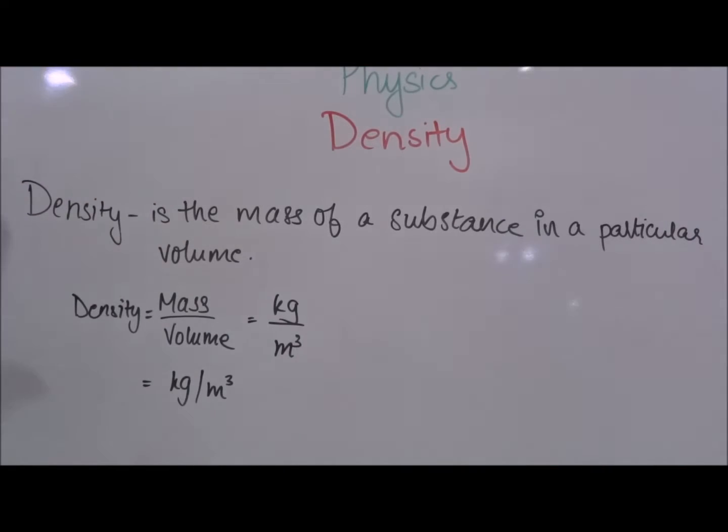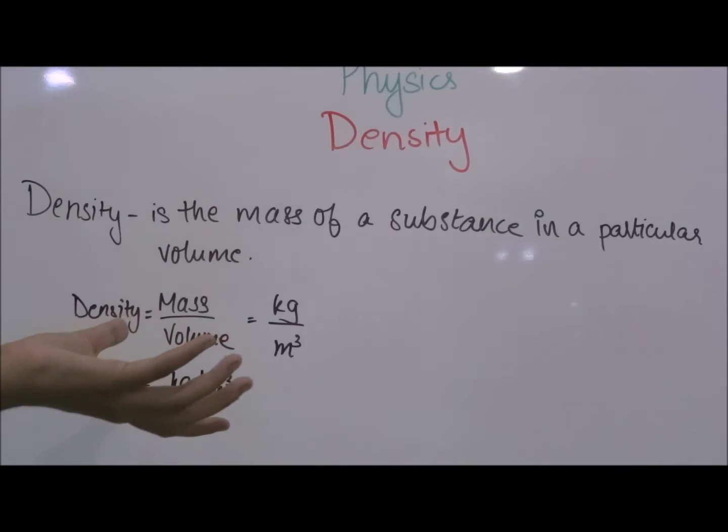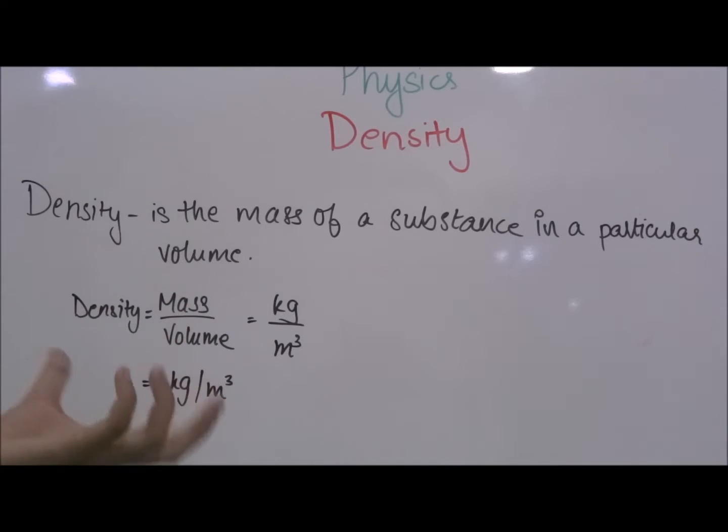So let's start. Density. Density is the mass of a substance in a particular volume. So the density is the amount of mass of a substance. That's basically if you take a wooden block, in the volume of about 25 meter cube, what mass of wooden block is there? So density is the mass of the substance in a particular volume.